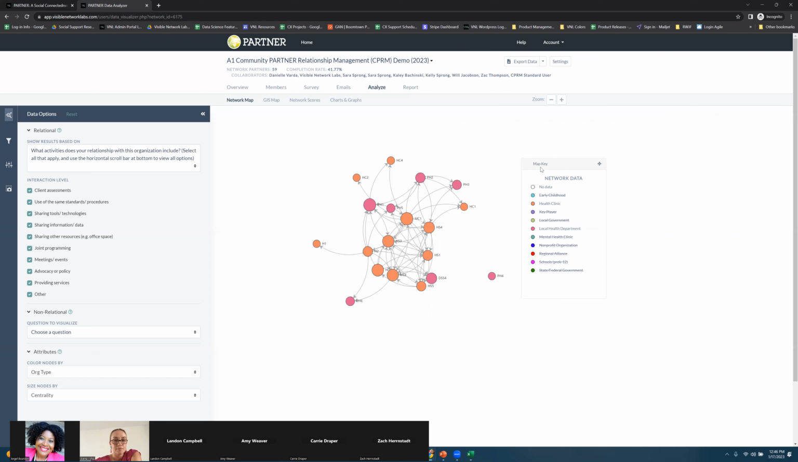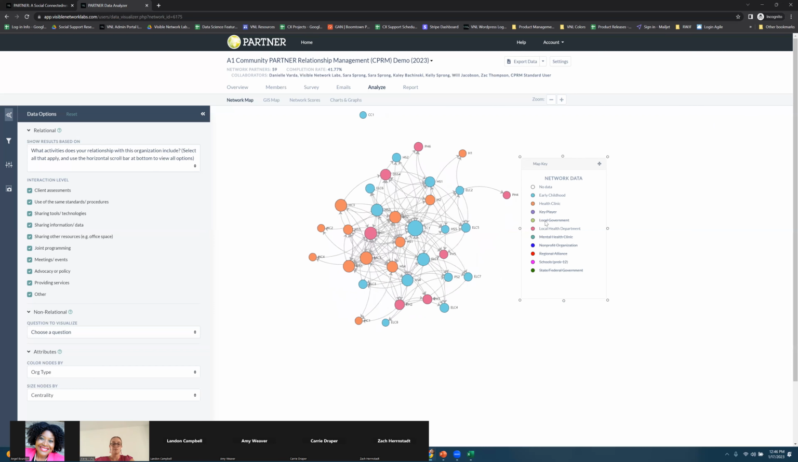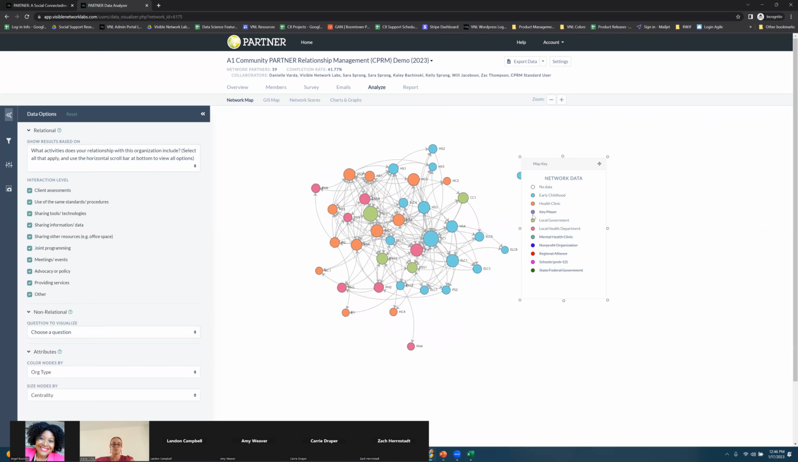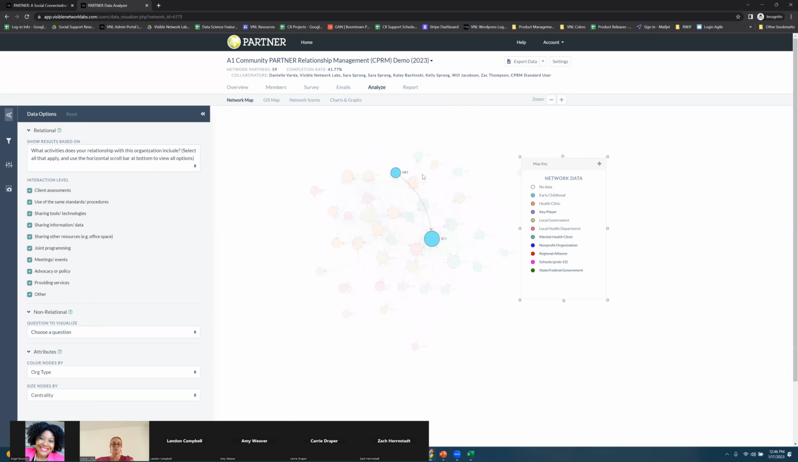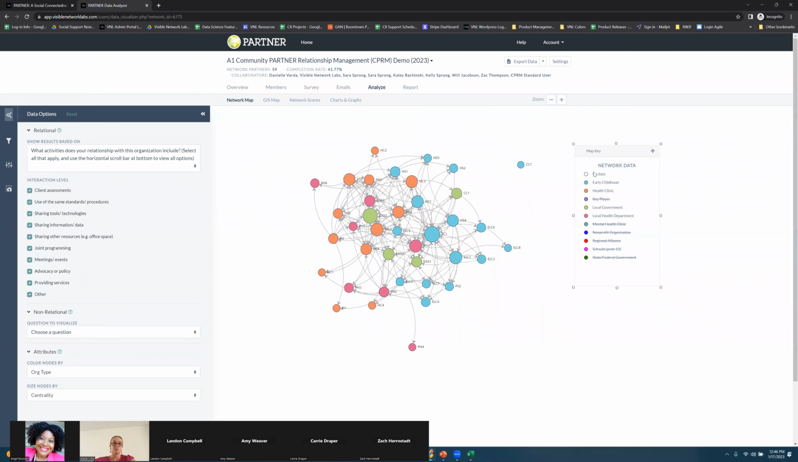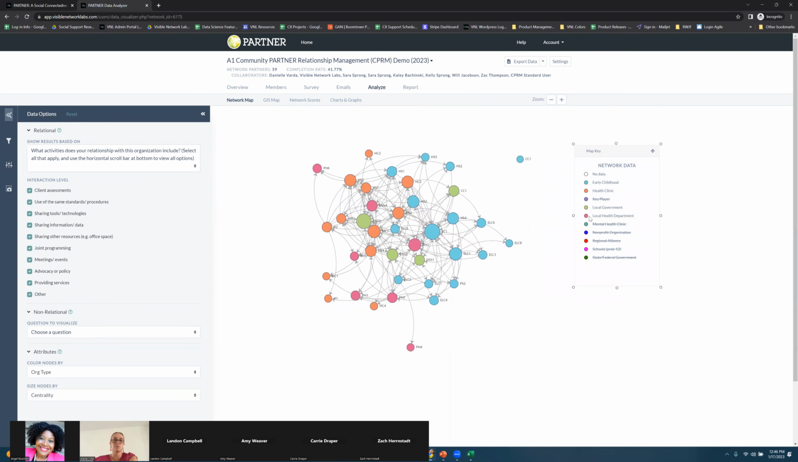So right here is this map key. There are two ways you can remove nodes from your map. One way is this network key here. I can easily select and add in a group, or I can take them out. This only works by the nodes that you're coloring by. So whatever attribute you're coloring the nodes by, this is one way you can filter those nodes in and out.